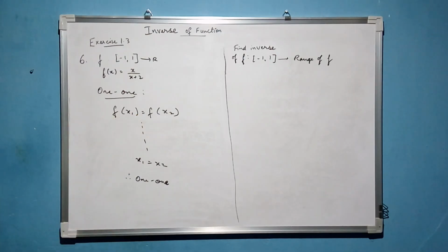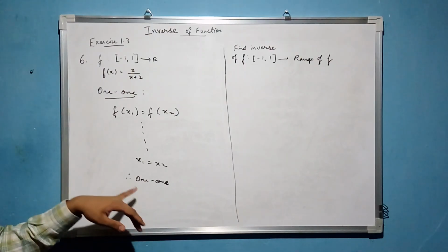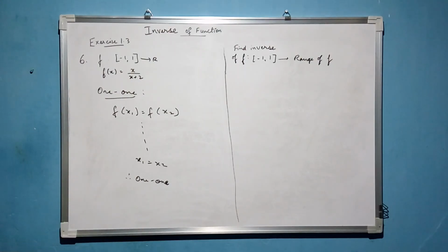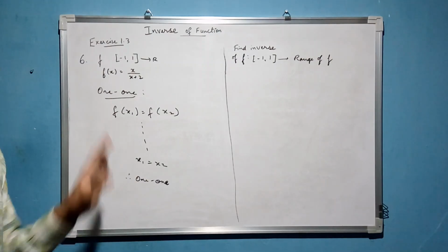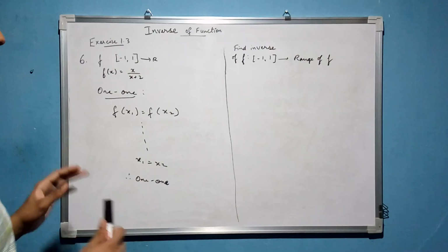That is the same classical steps. F of x1 is equal to f of x2, you go on a series of steps, and at last you just prove that x1 is equal to x2. Therefore the function given, f of x, is 1-1 in this case. So just show that, means you have to get that somehow, right? I'm going to skip that part.